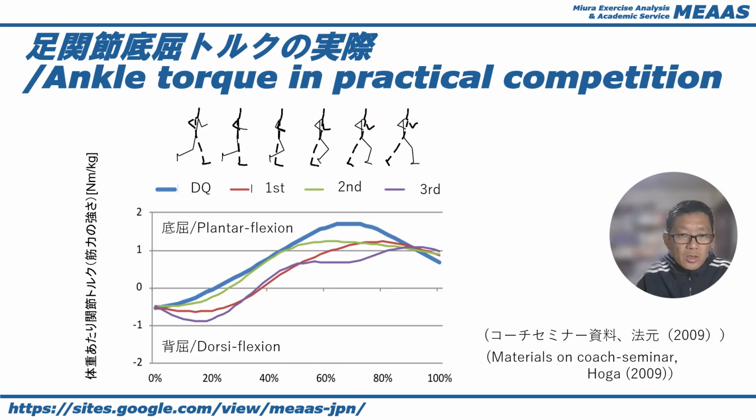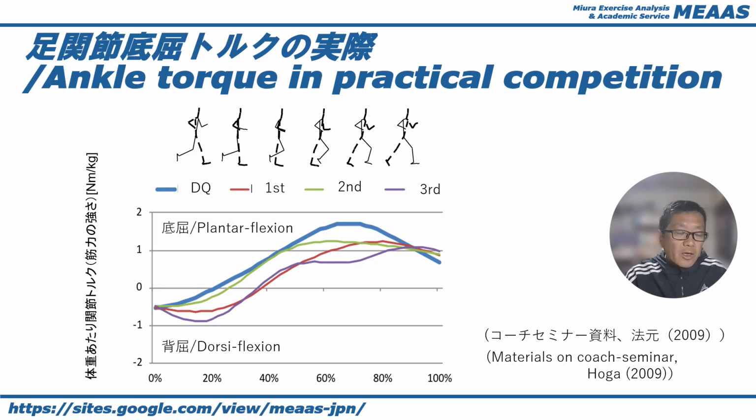This is data from an analysis I conducted in 2009. This is a data schema which was presented at the domestic coach seminar of the Japan Athletic Federation. These are materials from the coach seminar in Japan at the end of 2009. The data was processed by me, under my past name Hoga.